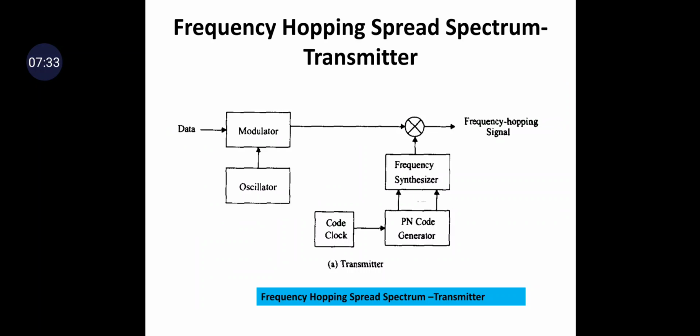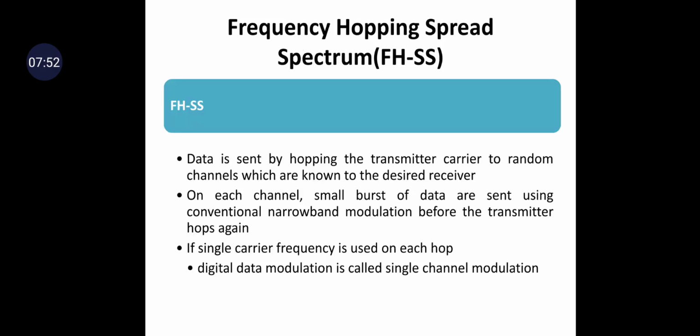So this is the block diagram of the frequency hopping spread spectrum transmitter. Here the input is the data or the message, and the output is the frequency hopping signal. Here we have the modulator circuit, oscillator circuit, PN code generator and frequency synthesizer. This is the transmitter block diagram. So first, let's see the operation of the transmitter.